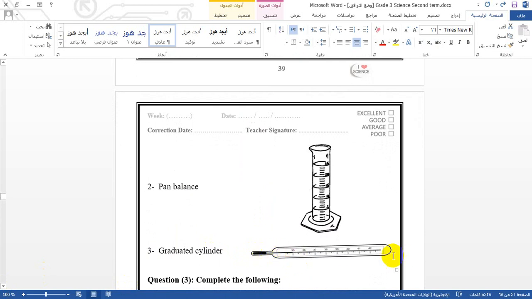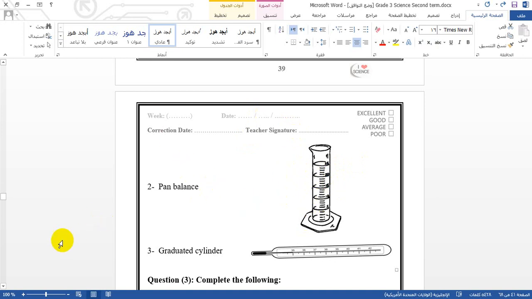So number 1, you have to write number 1 beside this picture. Right, number 1 beside this picture, and number 3 is this one. Number 3, the graduated cylinder, is this one. So write number 3 beside the picture here. Okay guys, I think now we understand what these tools mean, and we can use them easily, because we understand how we can use them.